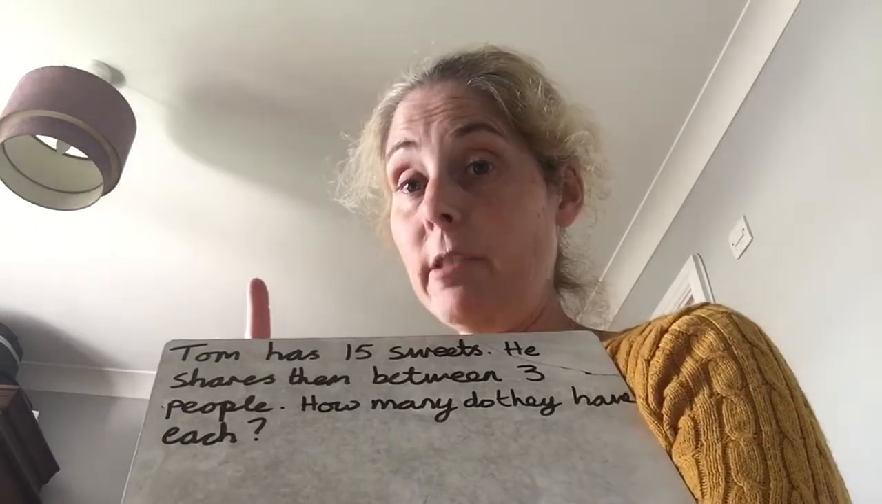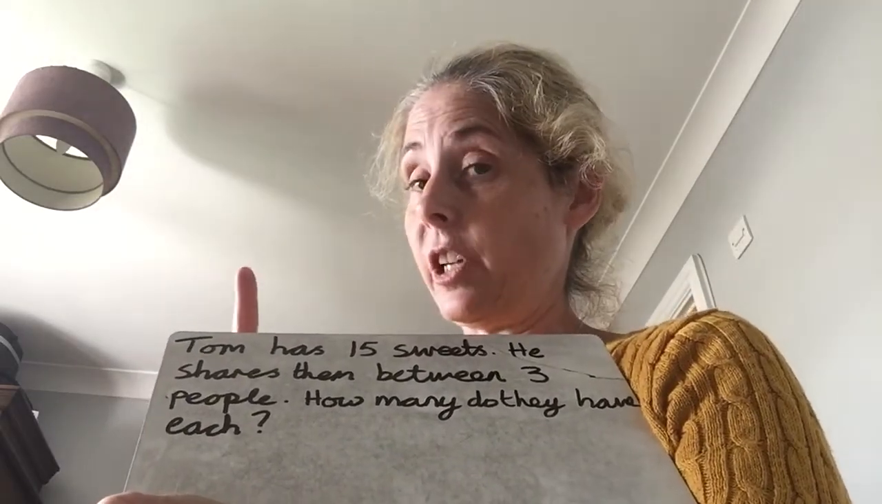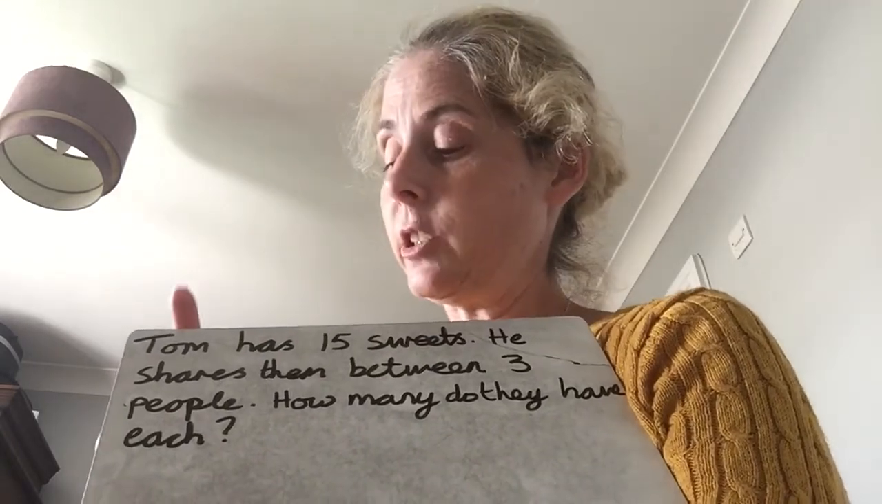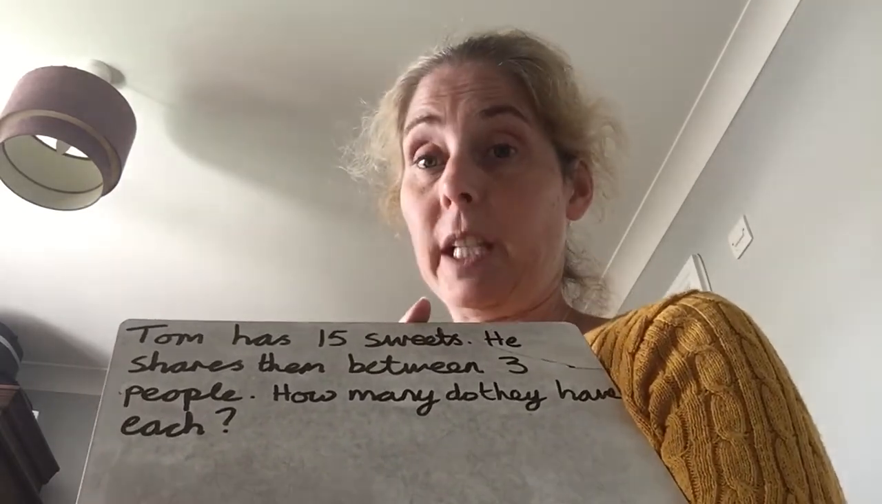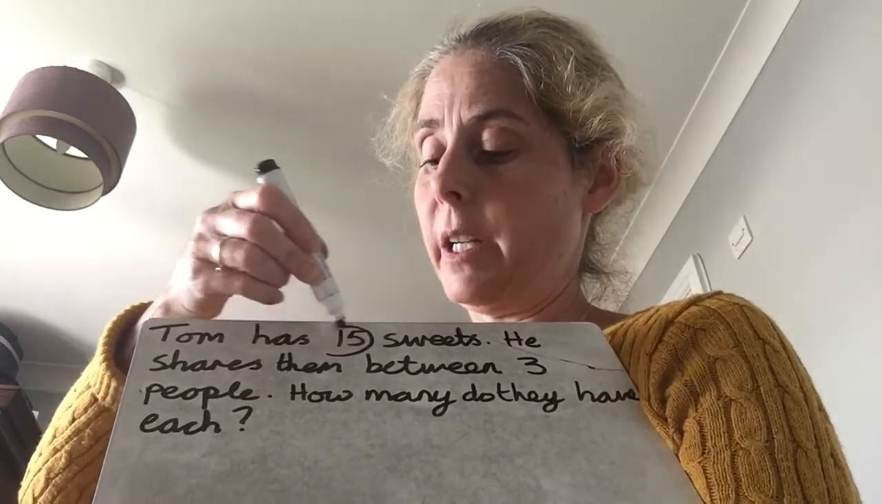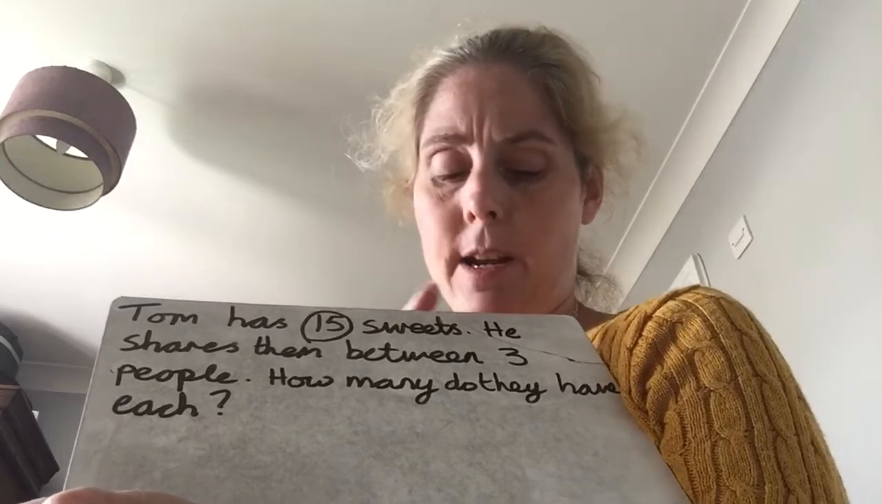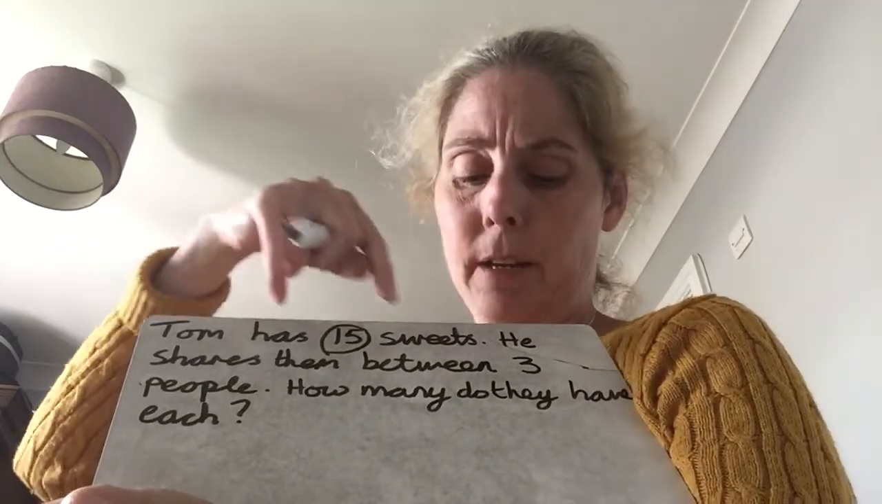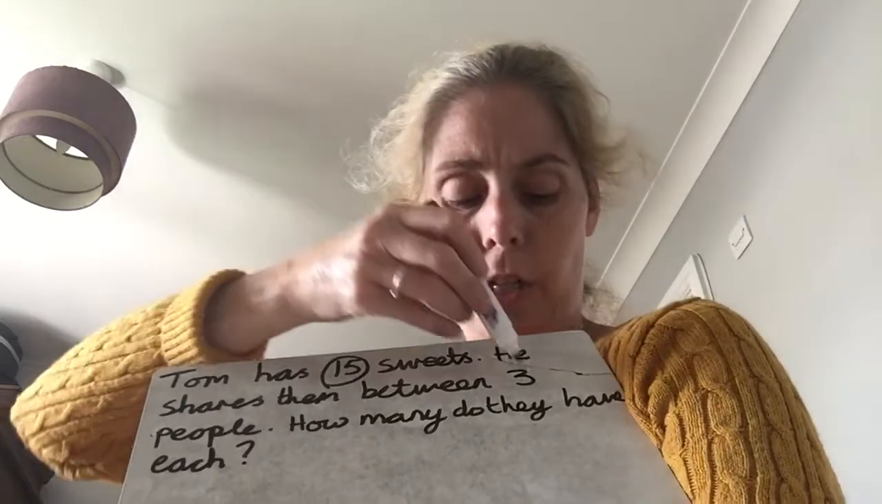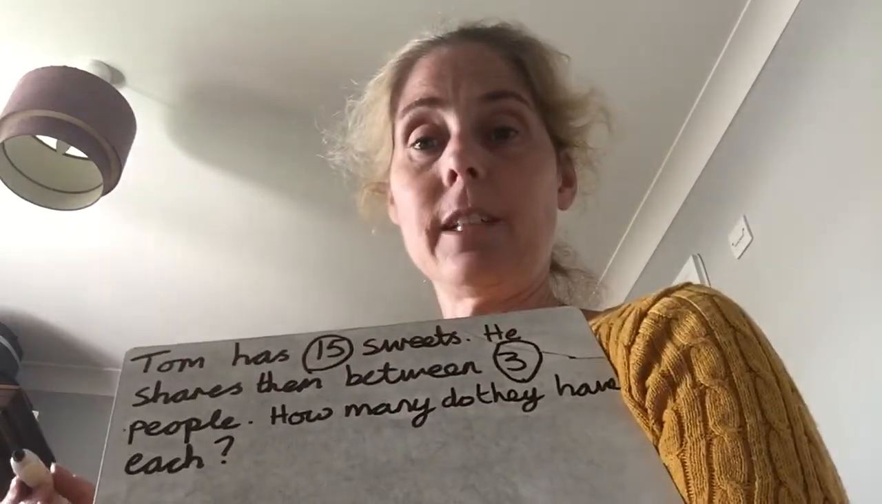Okay, now again, read again. This time, we're circling or underlining the important bits of information. Tom has 15 sweets. Did you notice anything? Good, there's a number. We need that. Okay. He shares them between 3 people. Did you notice anything? Good. Another number. We're going to need it.